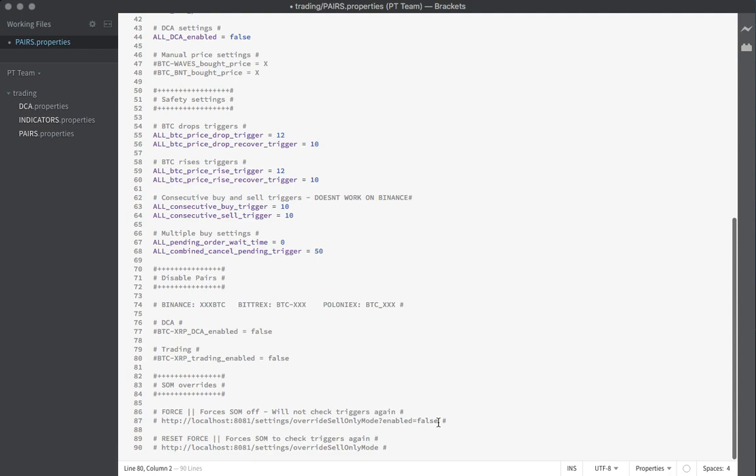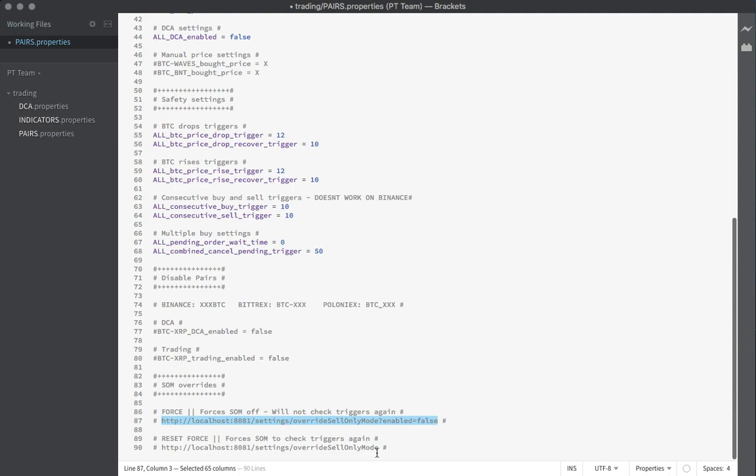These are URLs. These are also found on the ProfitTrailer Wiki under the FAQ near the bottom. Now, if you just copy this line here and paste it into your browser, it's going to open up a new page showing that you've turned on sell-only mode override. Sorry, it will allow buying even under conditions that you set prior to force the bot into sell-only mode. So it will not allow it to go into sell-only mode ever.